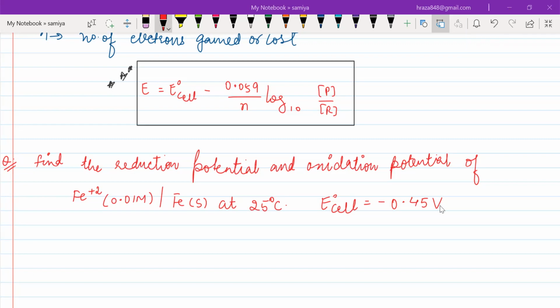Done, sir. Madhya, you are also done with this? Yes, sir. Very good. Now see how we are going to solve it.